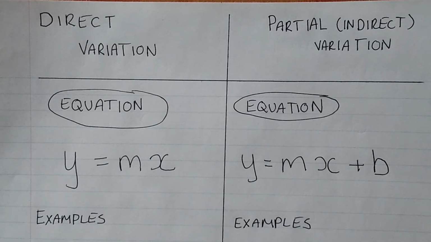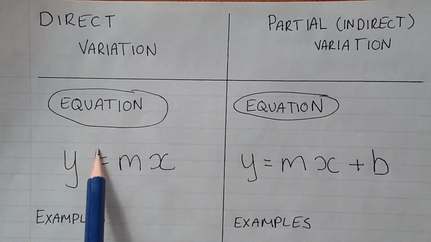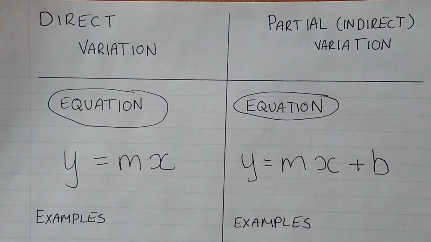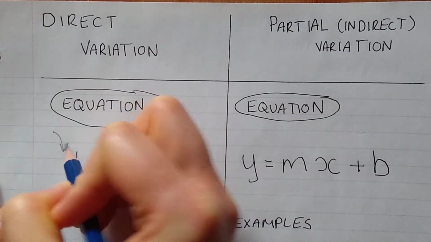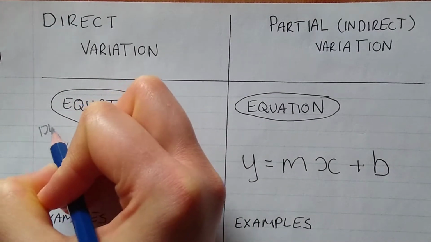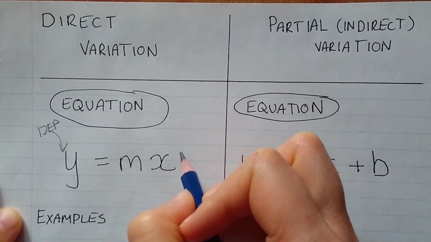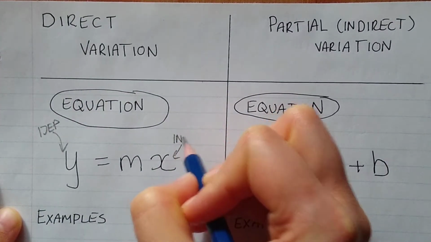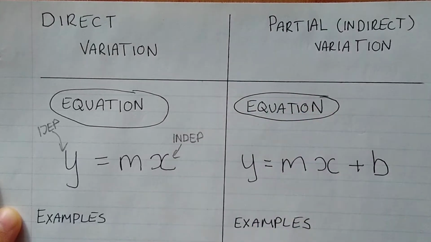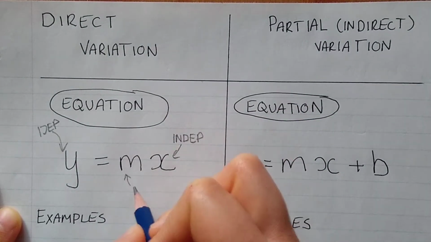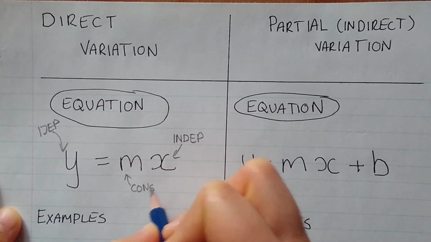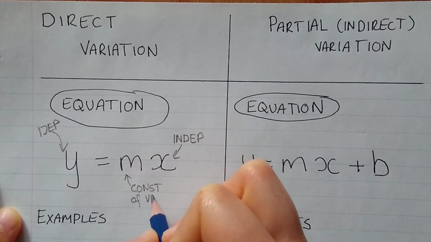Okay, let's look at the difference between direct variation and partial variation, which is also known as indirect variation. So when we were looking at direct variation, we were creating equations of the form y equals mx, where y was the dependent variable, x was the independent variable, and m was the constant of variation.